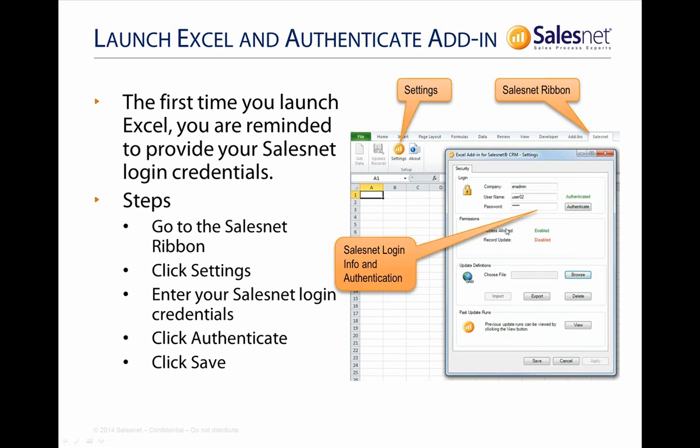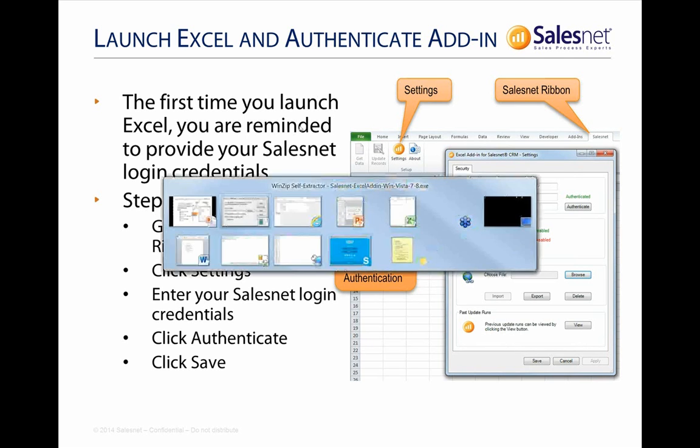If everything went okay, it'll tell you that you're authenticated. And down in the permissions section, it tells you, are you allowed to access or get data? And in this situation, this user is. And then, are you allowed to do record update? And it says, no, you're not. So that means the second permission was not enabled. So this is the first thing that you have to do after installing the Excel add-in, is provide it your Salesnet user information. Okay, so let's look at that.